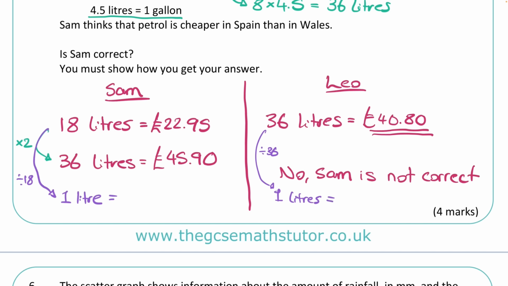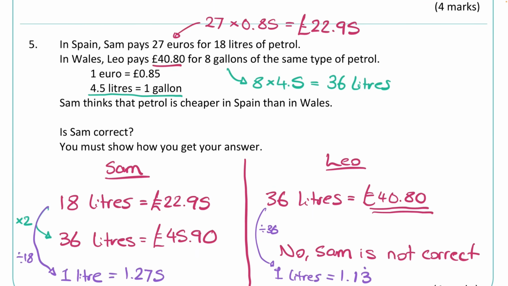So £22.95 divided by 18 would give us £1.275 or £1.27 and a little bit extra. And for the other one, £40.80 divided by 36. We get a recurring decimal, but it's 1.13 recurring. So if we round them to the nearest penny, we've got £1.27 and £1.13. So again, you can see Leo's is smaller per litre there, and therefore no, Sam is not correct. Whichever method you prefer, but of course that concept there of getting everything into the same units before making that comparison.